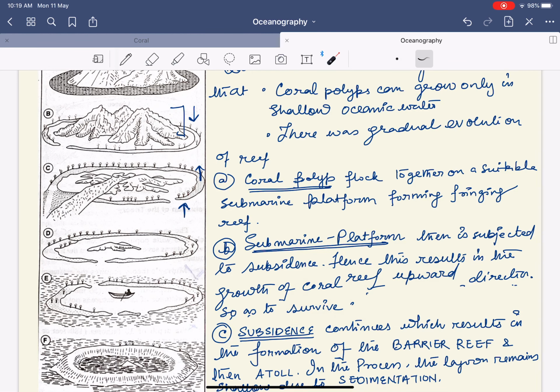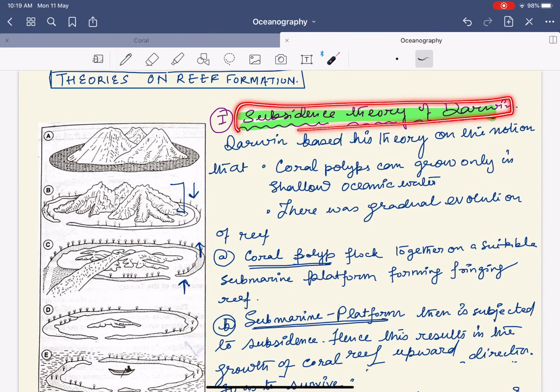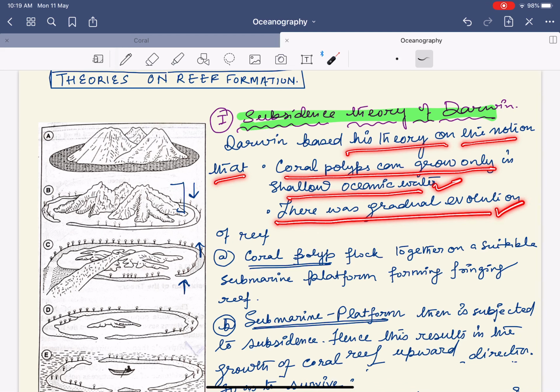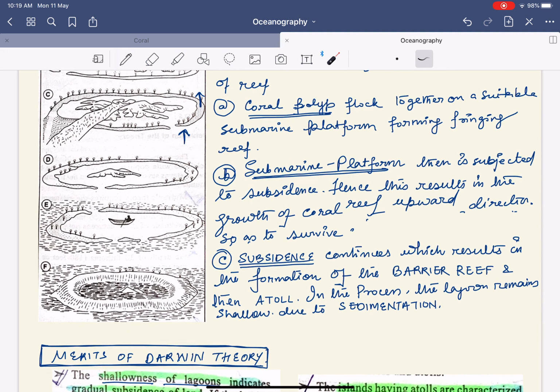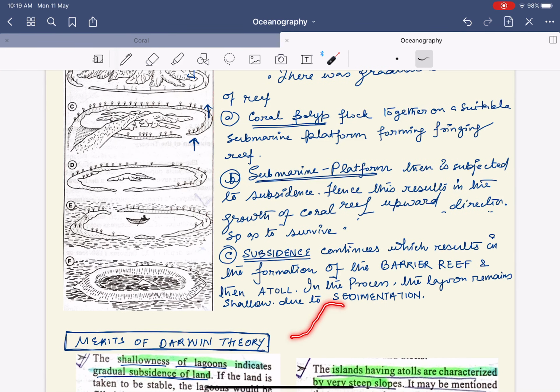Now exactly what theory was suggested by Darwin? Darwin's theory was called the subsidence theory. Darwin based his theory on the notion, number one, that coral polyps can grow only in shallow oceanic water, and that there was gradual evolution. Evolution means it went from the fringing reef to the barrier reef to atolls. Please understand this, it's very easy. Darwin says that first of all the corals accumulated and formed the fringing reef.